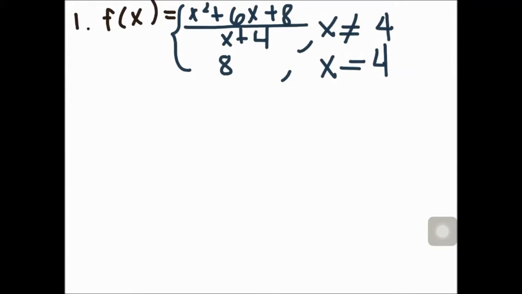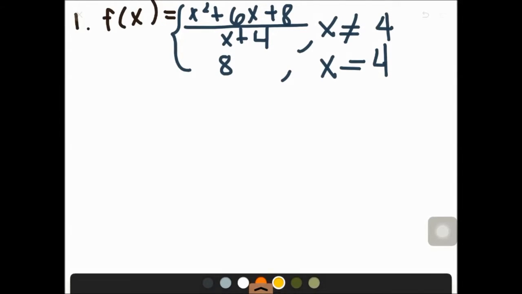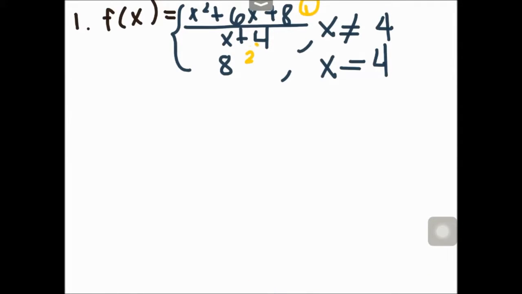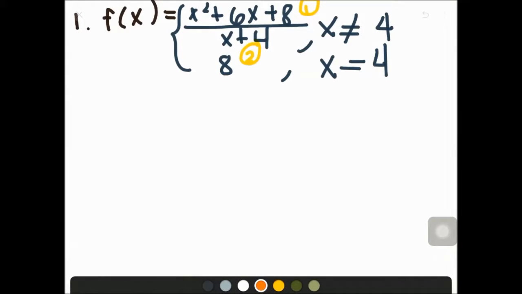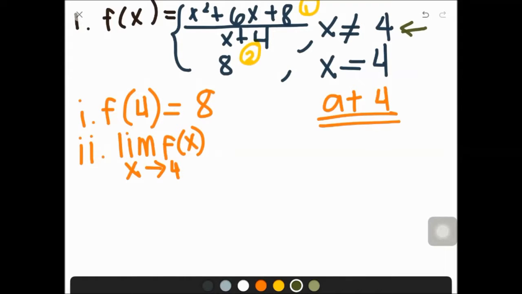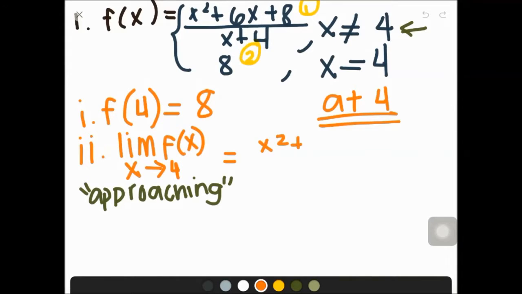The first example is a type of piecewise function, x squared plus 6x plus 8 when x is not equal to 4, and 8 when x is equal to 4. Evaluating f of 4, we get 8, since the function already says that it is equal to 8 at 4. For the limit of f of x as x approaches 4, we use the first function, since we are approaching 4, so there are values not equal to 4.